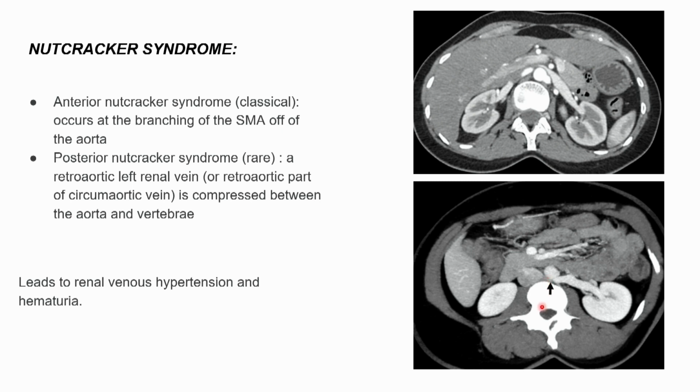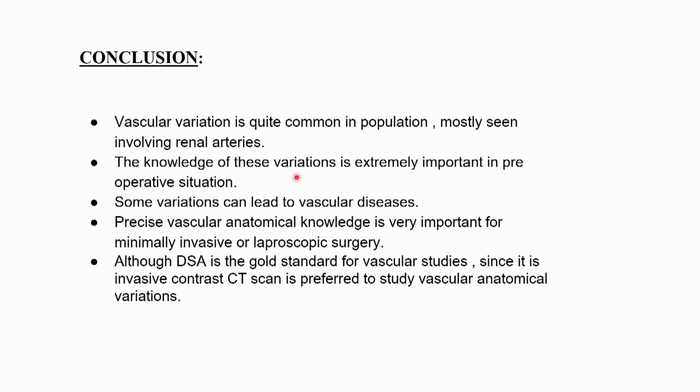It leads to renal venous hypertension and finally breakage of the renal veins, leading to hematuria. So to conclude, vascular variation is quite common in the population, and it is most commonly seen involving the renal arteries. The knowledge of these variations is extremely important in pre-operative situations, and some situations can also lead to vascular diseases.